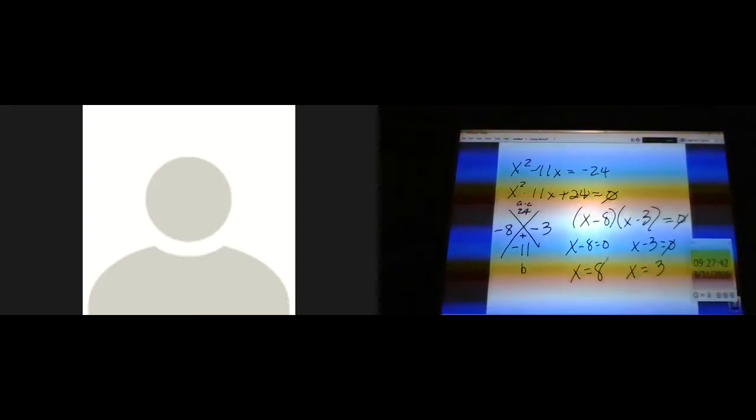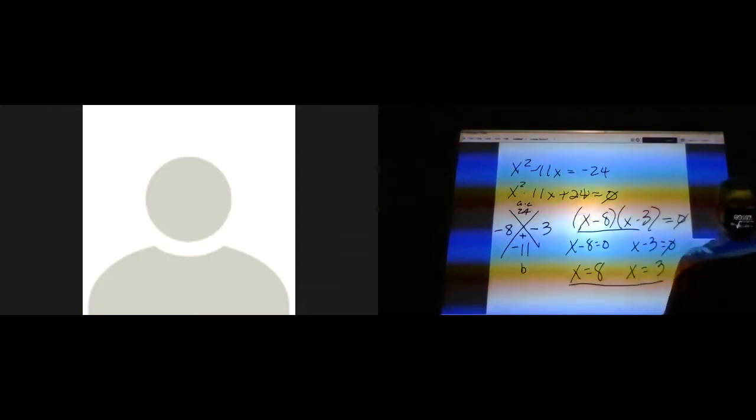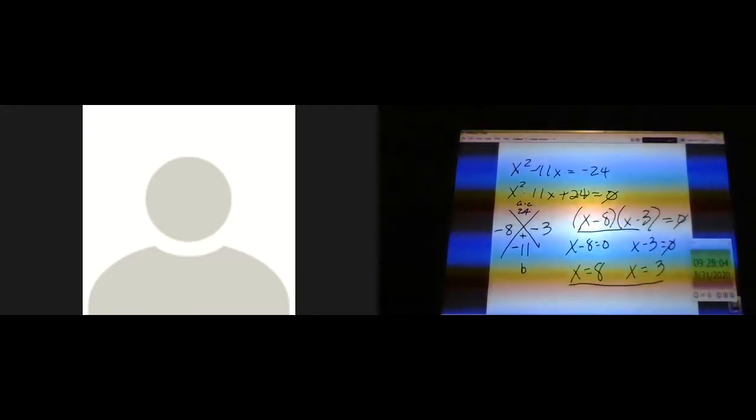So when it says solve, that means it wants to know what your factors are, not just the factor. If it said simplify, that would be okay. That's the difference. Solve means tell me what x equals. Simplify means just simplify into its factors.